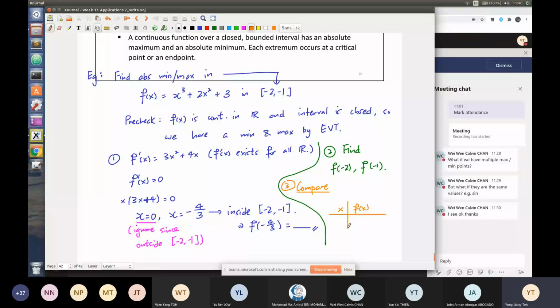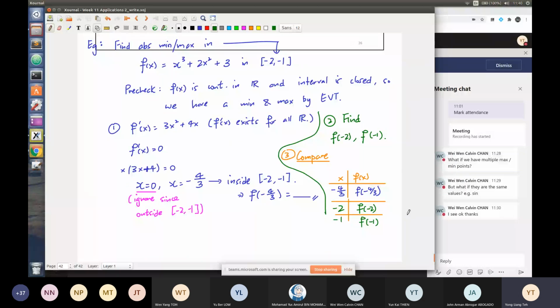So hence we get -4/3, with the f value being f at -4/3. Then the other two values at the extremes: -2, f at -2, and -1, f at -1. Then from the three values, which one is the highest and which one is the smallest? Decide your min and max. Questions? So compare to get absolute min and absolute max.